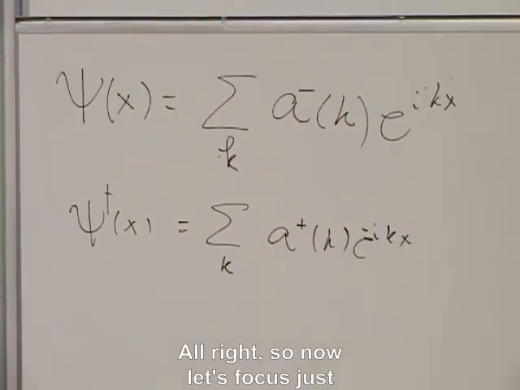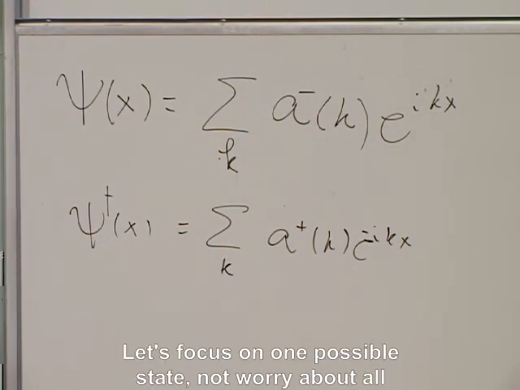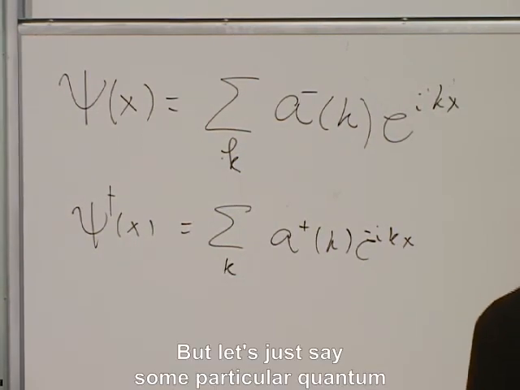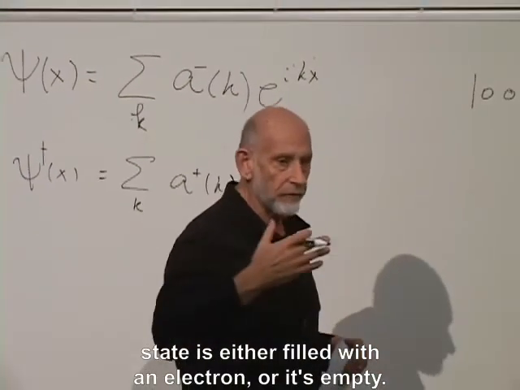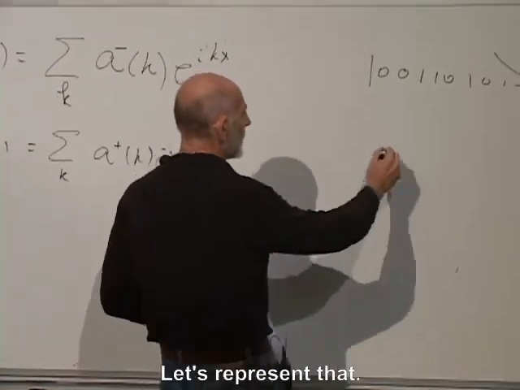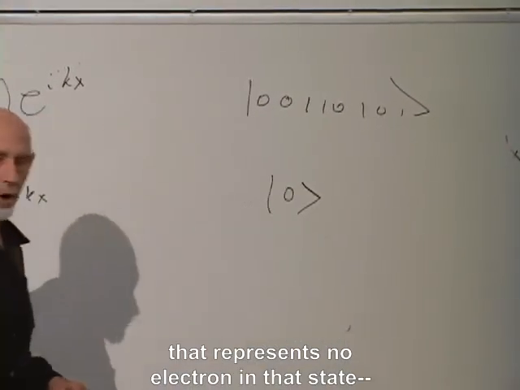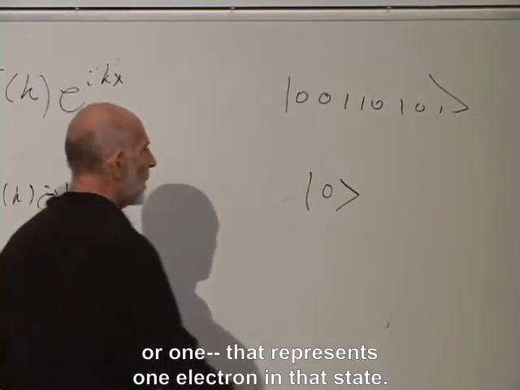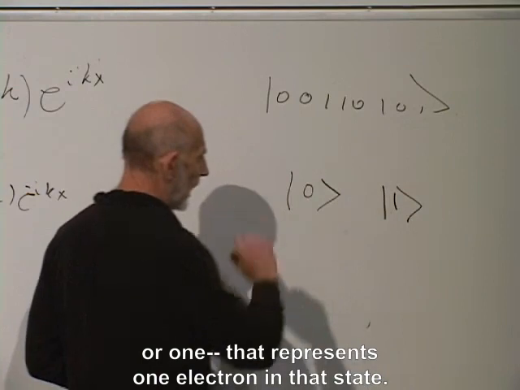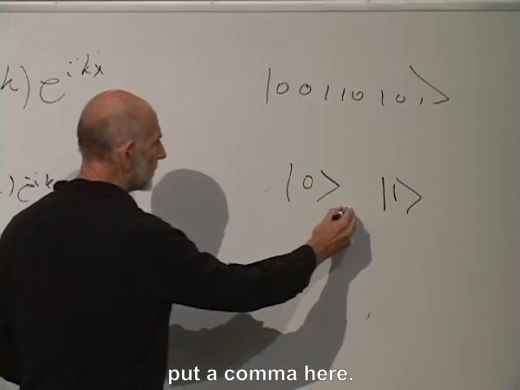Now let's focus just on one possible momentum of the electron. Let's focus on one particle, on one possible state. Not worry about all of the states, but just some particular quantum state. It's either filled with an electron or it's empty. Those are the only two possibilities. We can represent that by 0, which represents no electron in that state, or 1, which represents one electron in that state. This isn't multiplying; this is just two possible states.